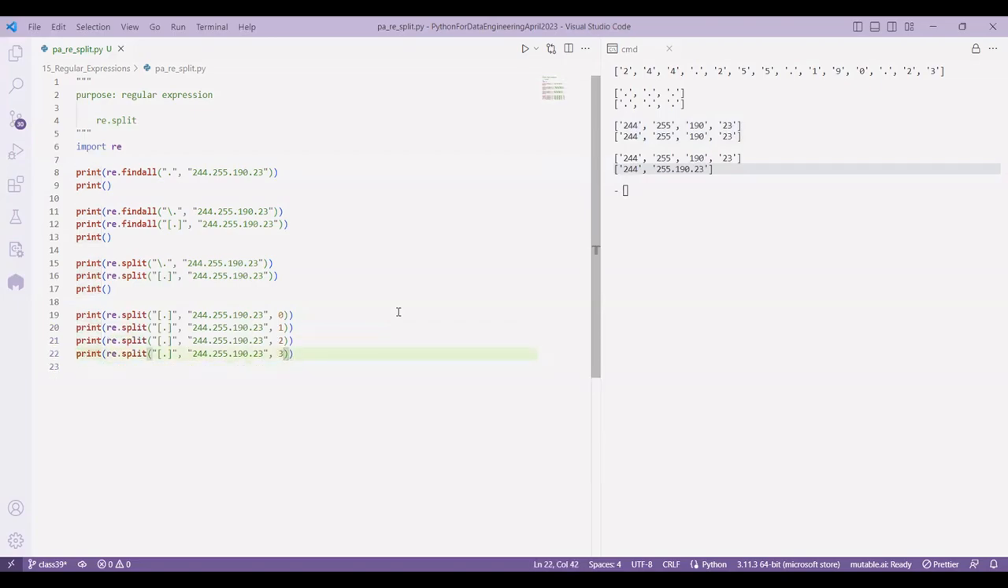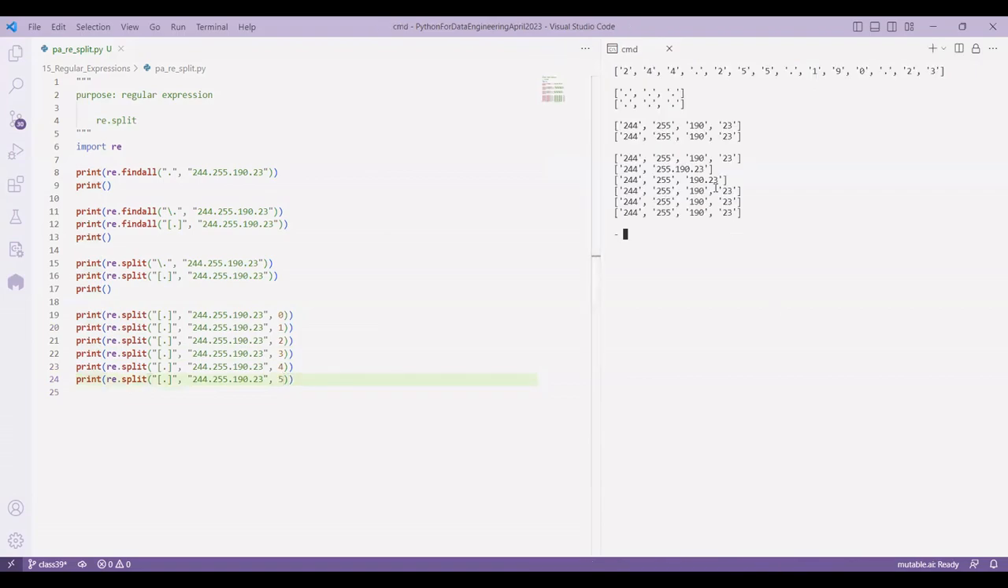3, 4, 5. So 0 through 5, I gave some splits. Now, did you see what happened? When I gave 0, it did the default. So however many times the pattern occurs, those many times it splits. If you don't write anything, that's the default, so all splits.